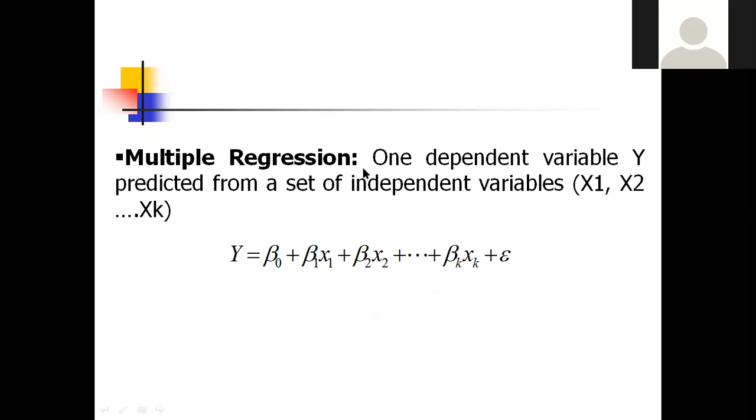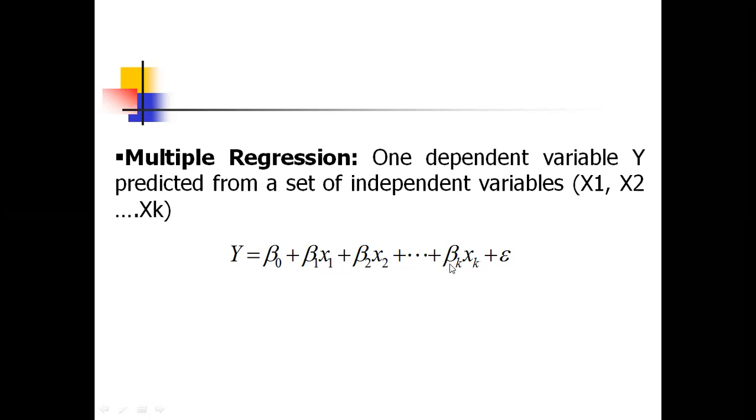In multiple regression, one dependent variable y is predicted from a set of independent variables. It may be more than one: two, three, four, six, seven, eight, nine, ten, or more. In that case, y is equal to beta zero plus beta one x one plus beta two x two plus dot dot dot beta k xk, up to the number of variables, plus epsilon. Here there is only one dependent variable, and x1, x2 up to xk are the independent variables.